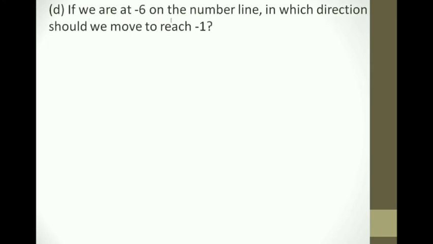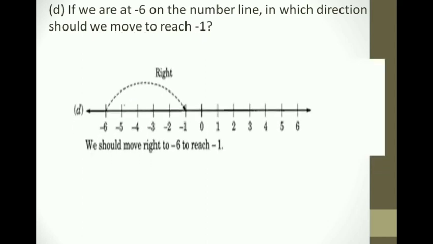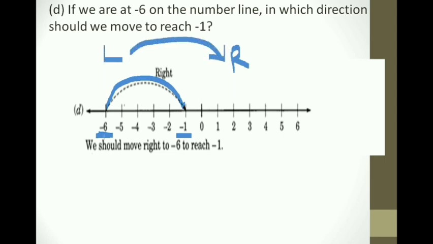If we are at negative 6 on the number line, in which direction should we move to reach negative 1? This is negative 1 and this is negative 6. We are on negative 6 and have to move to reach negative 1. So we have to move this side. This is the right hand side, this is the left hand side, and we are going here. That means we should move right from negative 6 to reach negative 1.